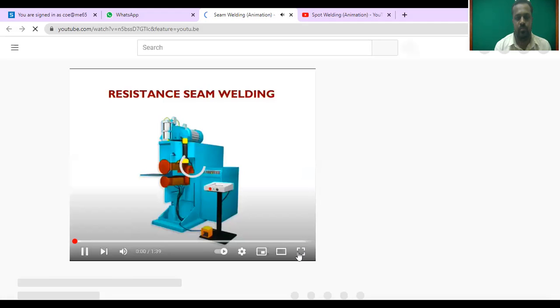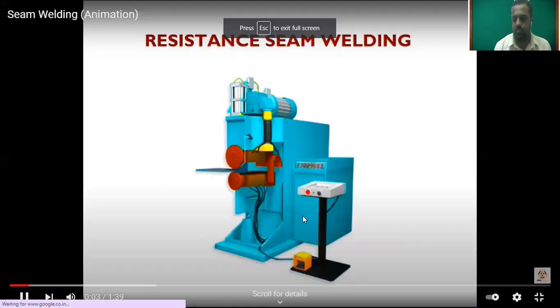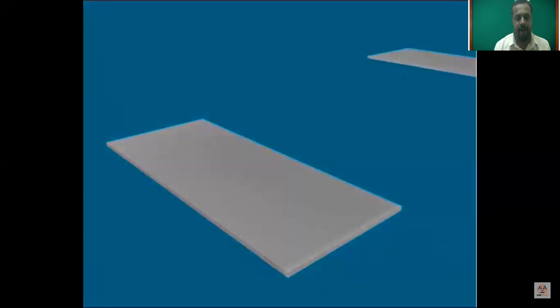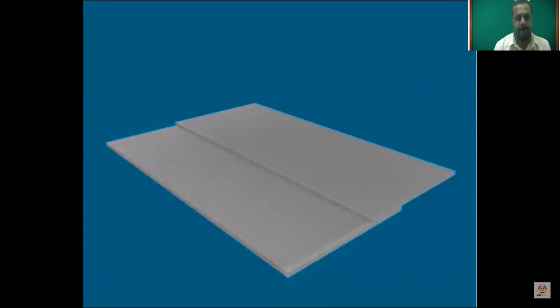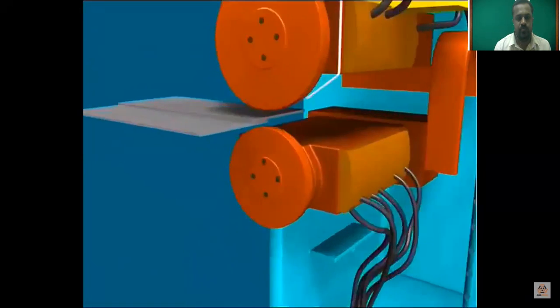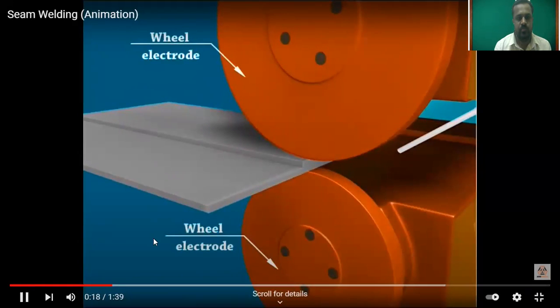Resistance seam welding. The construction and operation of the seam welding is shown. Vertical movement. Weak electrode, workpiece. Okay, now see here, in that seam welding we are using the wheel electrodes. Wheel type electrodes are there. See, these are the electrodes.